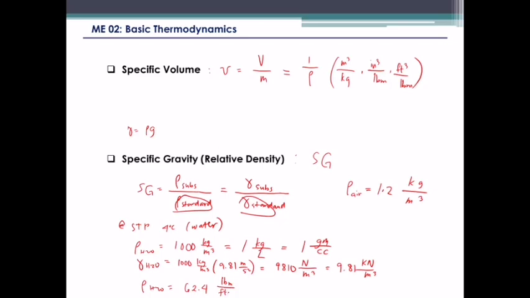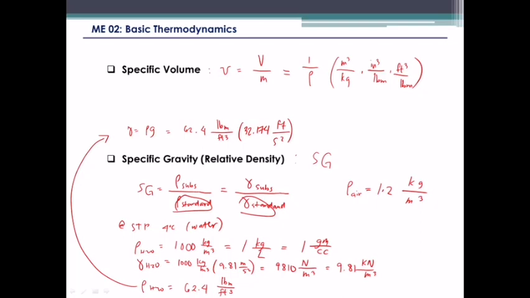Pound mass per cubic feet, that is the density. While if we talk about gamma of water in English unit, the density is 62.4 pound mass per cubic feet, times the gravitational acceleration, 32.174 feet per second squared.